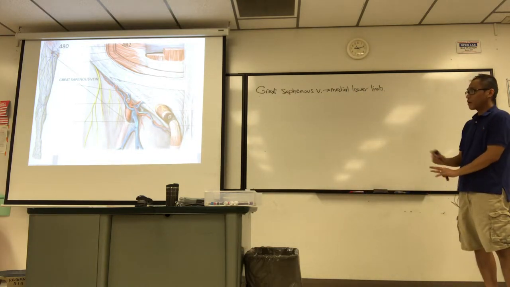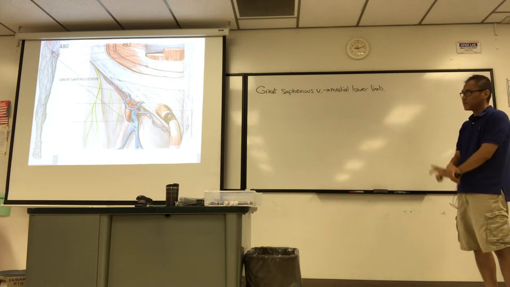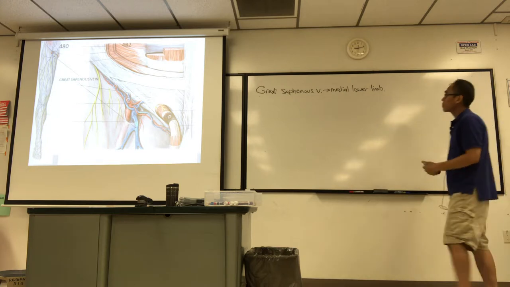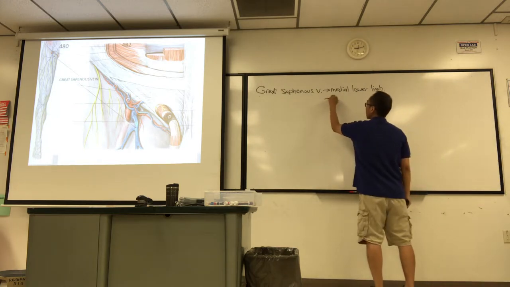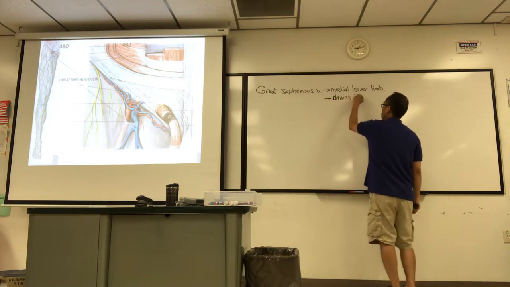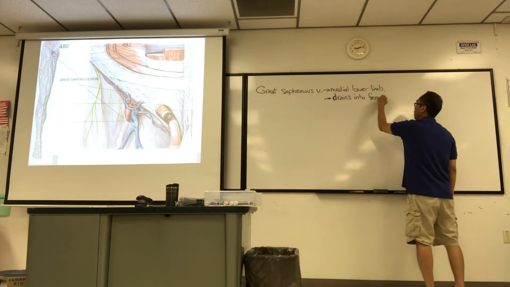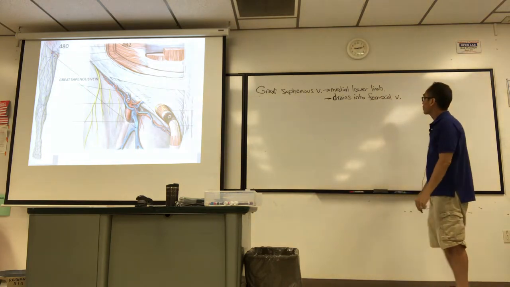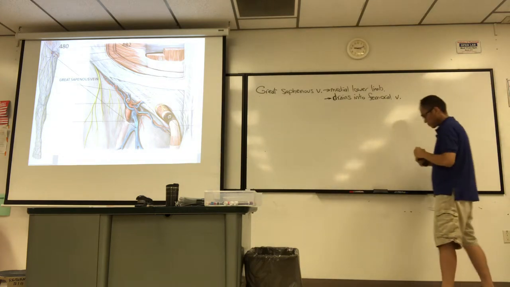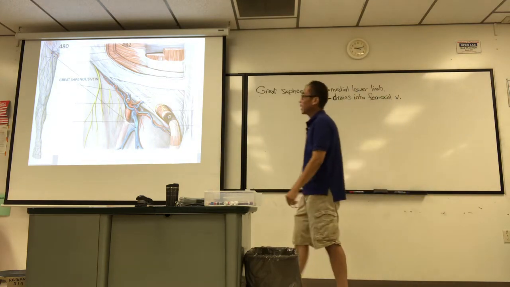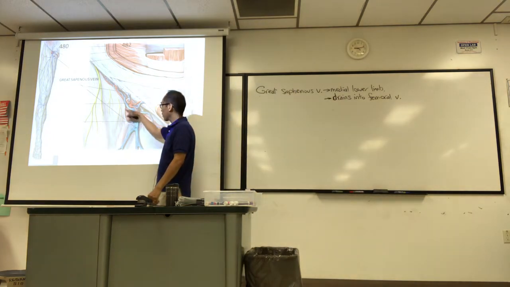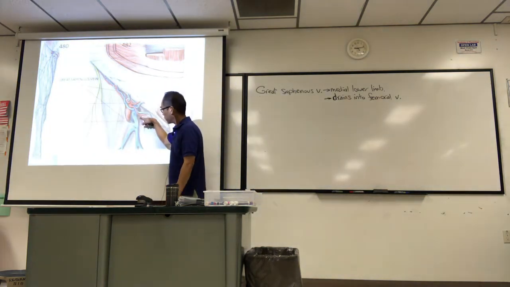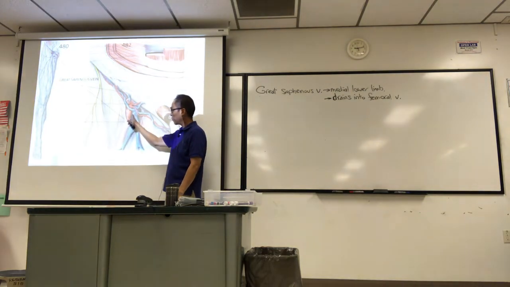Okay, great saphenous vein, longest vein in the body. There's also a small saphenous vein. We'll get to that. But anyways, it's the whole lower limb. It's running up there. I'm going to say it drains into the femoral vein. Okay. It's got to get through that saphenous opening. So this opening here is the saphenous opening. So that's the great saphenous vein, that's the femoral vein.